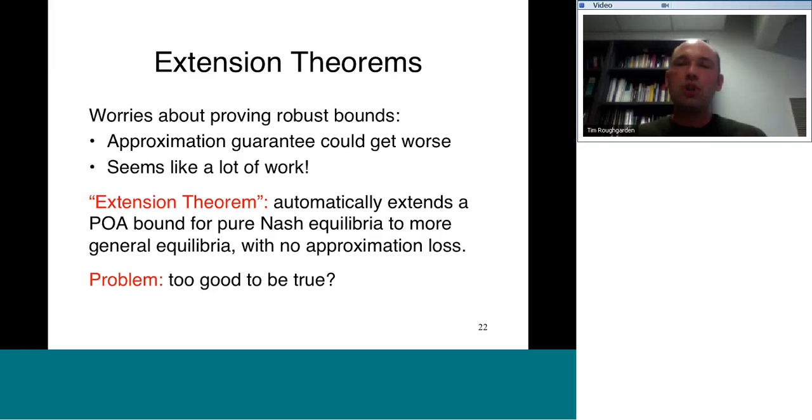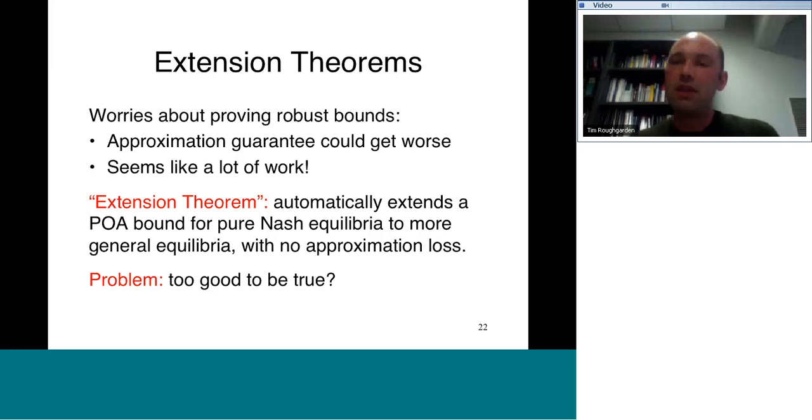It turns out the really key idea in enabling an extension theorem is to place an assumption on the manner by which you prove a price of anarchy bound for pure Nash equilibria. So we're going to have an extension theorem which works for certain types of proofs of bounds for pure Nash equilibria. If you tell me you proved a factor 2 for pure Nash equilibria, it's going to depend. If it's the kind of proof that I like, it'll extend automatically to the more general sets. If it doesn't conform to a template, then it won't extend.